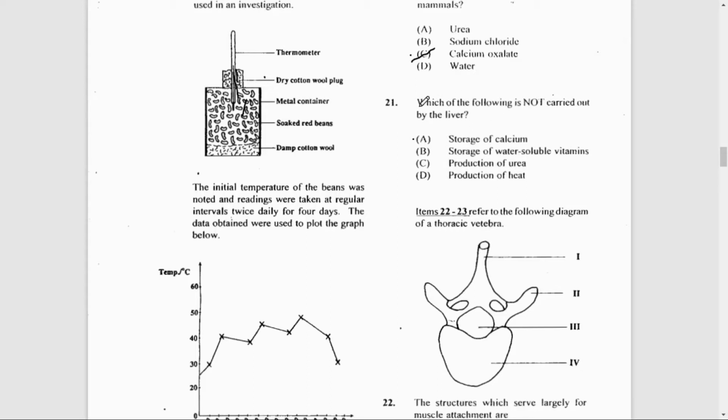Okay, number 21. Which of the following is not carried out by the liver? The answer is A. Storage of calcium. Calcium is stored in your bones, not the liver.